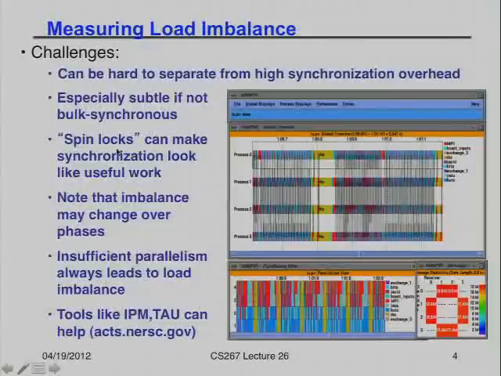And also you may have things like spin locks. You may not call a barrier routine that's recognized by your tool. You may have written it yourself in shared memory, where you keep checking a word to see if it changes from 1 to 0. So it may look like perfectly busy time to the tool, even though it's really wasting time because it's not load balanced. So anyway, I just want to give you a heads up that sometimes it's hard to measure it, but once you do, the question is how do you fix it? I'm going to spend most of my time on how we fix it.